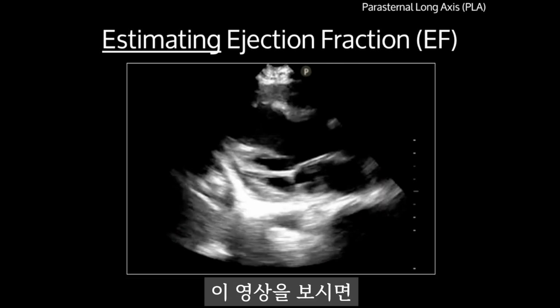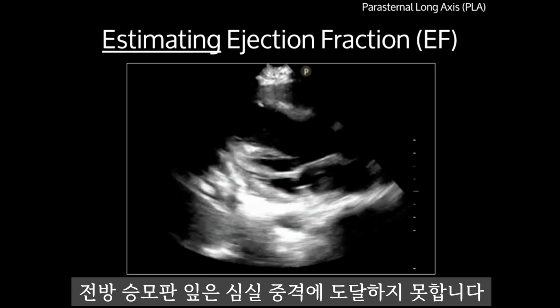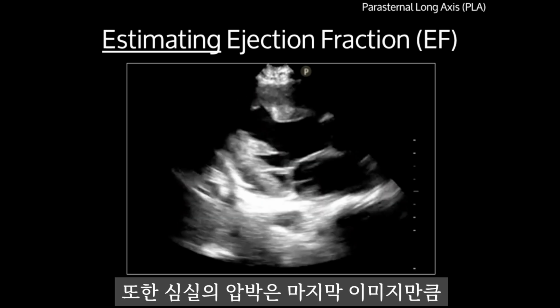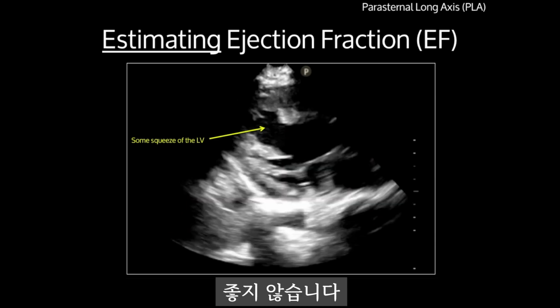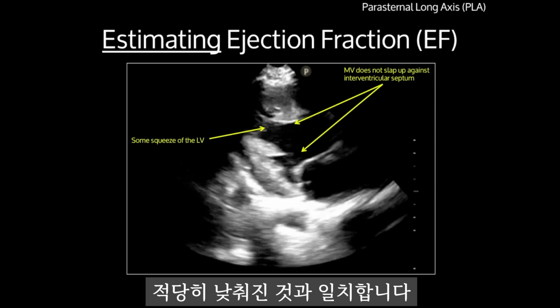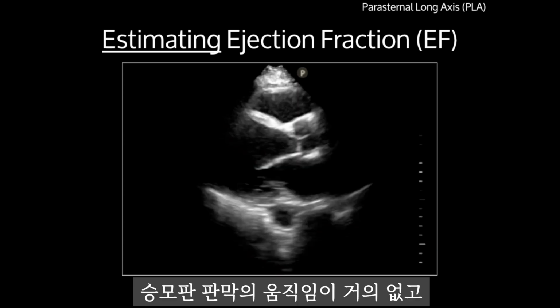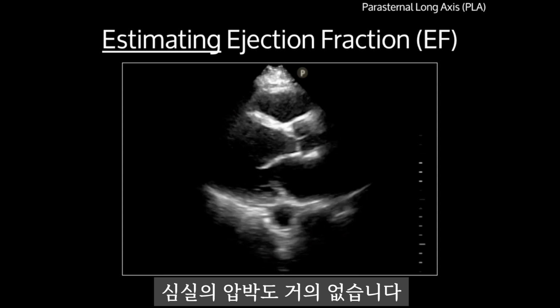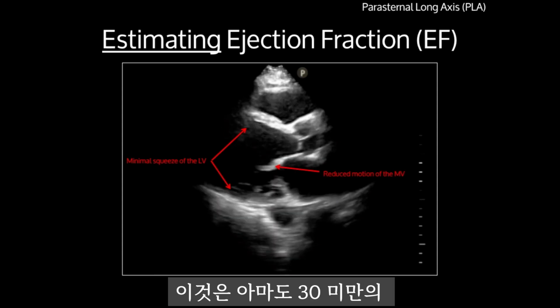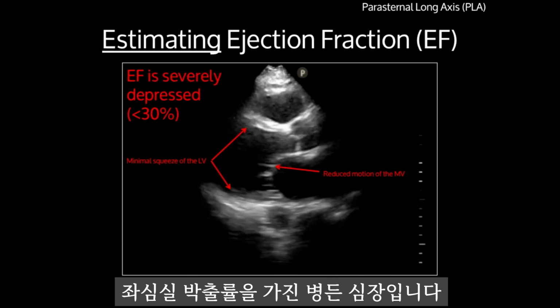In this ultrasound image, the anterior mitral valve leaflet does not quite make it to the interventricular septum. Additionally, the squeeze of the ventricles just isn't as good as the last image. This EF is consistent with moderately depressed at 30 to 50%. Look at the next image. In this image, there's very little motion of the mitral valve leaflets and hardly any squeeze of the ventricles at all. This is a sick heart with an ejection fraction of probably less than 30.